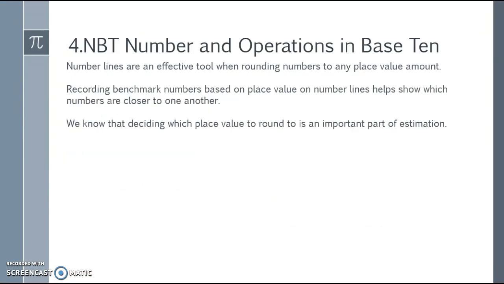Number lines are an effective tool when rounding numbers to any place value amount. Recording benchmark numbers based on place value on number lines helps show which numbers are closer to one another. We know that deciding which place value to round to is an important part of estimation.